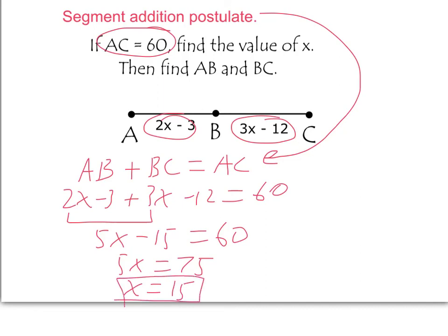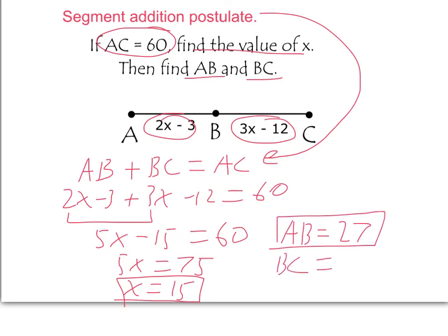Now we've got to make sure we've actually answered the question. We found the value of x, that was part 1, but we also have to find the measure of AB and the measure of BC. So, AB is 2x minus 3, so that's 2 times 15, which is 30, minus 3 is 27. And BC, the measure of BC, notice I always read that, the measure of BC is 3 times 15, which is 45, minus 12, which is 33.